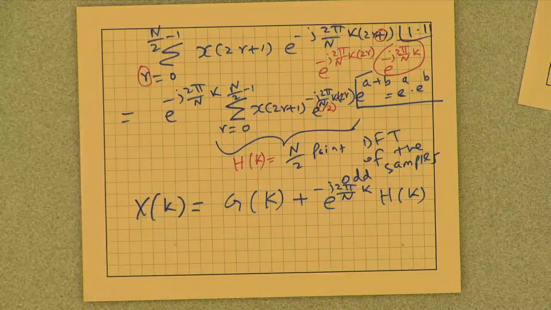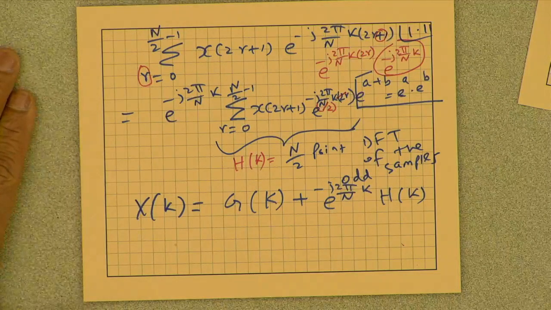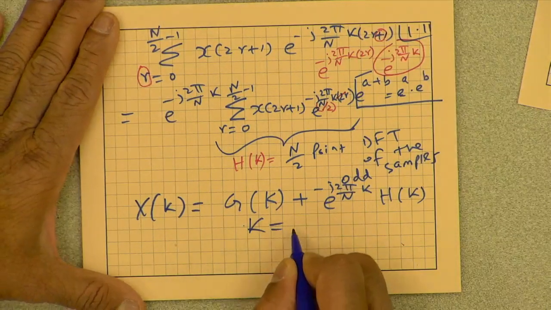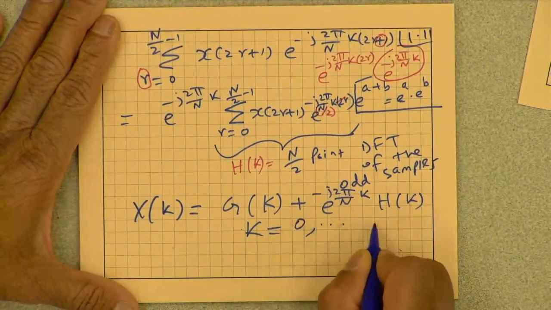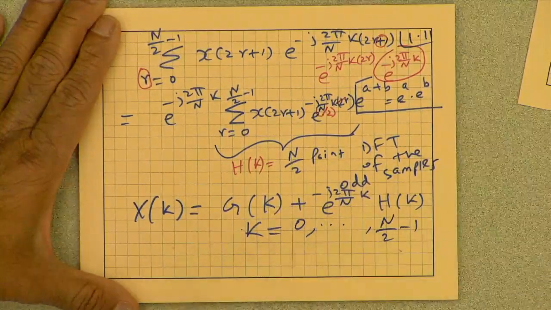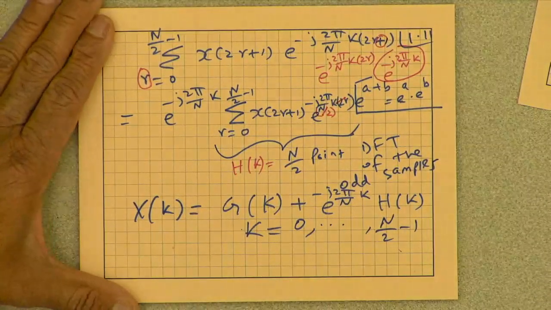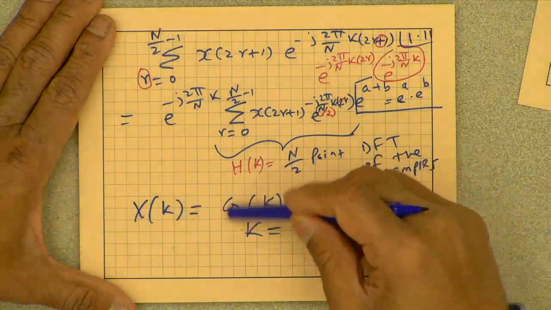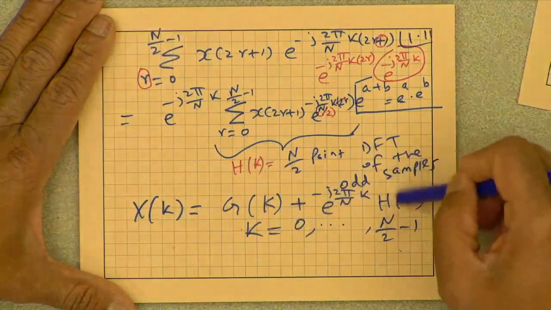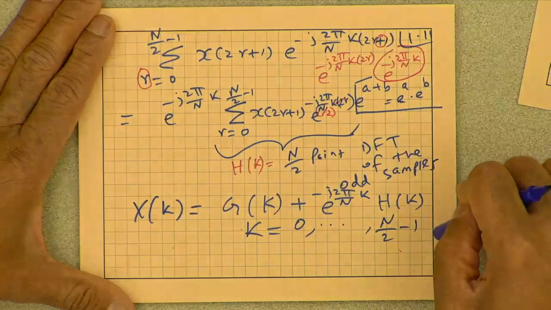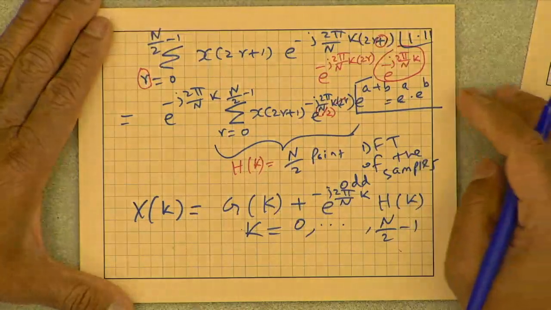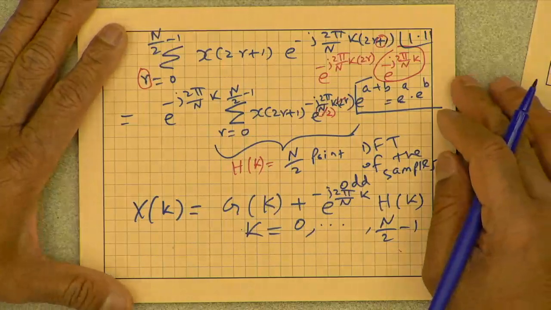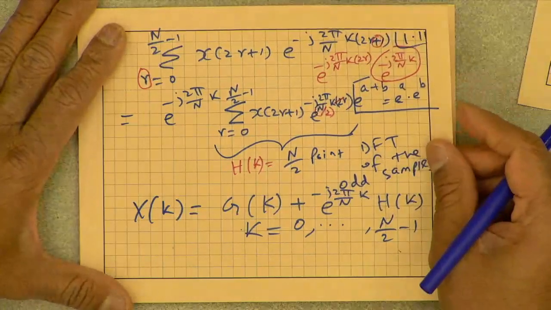Okay, so for this equation to be valid, the index k must be limited to 0 to n by 2 minus 1. Why is that? Because these are n by 2 point DFTs, so k can only go from 0 to n by 2 minus 1. Now, what happens if k is greater than n by 2 minus 1? Any thoughts?